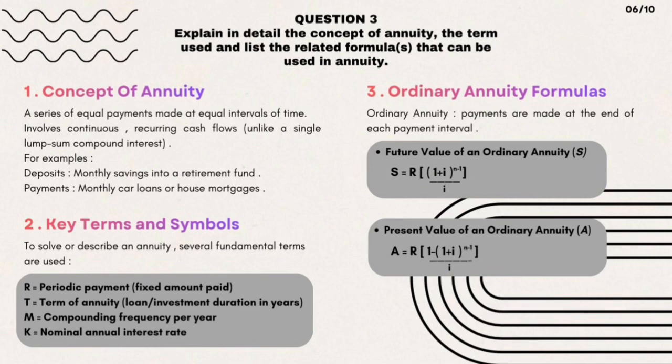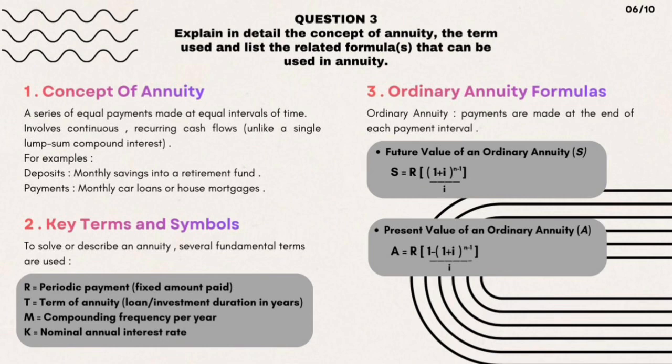Moving on, to analyze or solve any annuity problem, we must be familiar with these 4 fundamental key terms and symbols. R stands for periodic payment, which is the fixed amount of money paid or deposited each period. T represents the term of the annuity, meaning the total duration of the loan or investment expressed in years. M is the compounding frequency per year, which tells us how many times interest is calculated annually. And K stands for the nominal annual interest rate given by the financial institution.